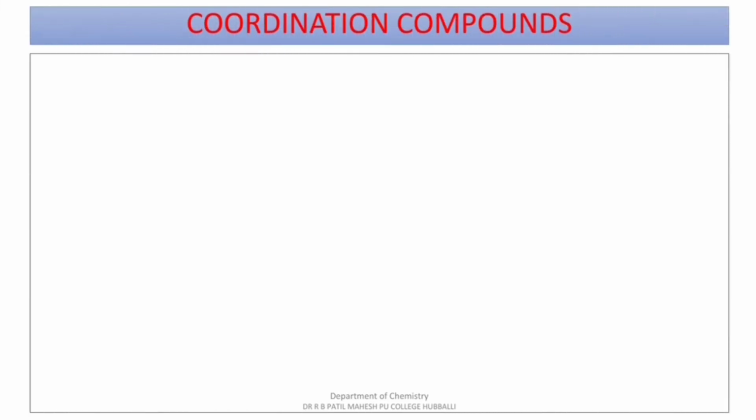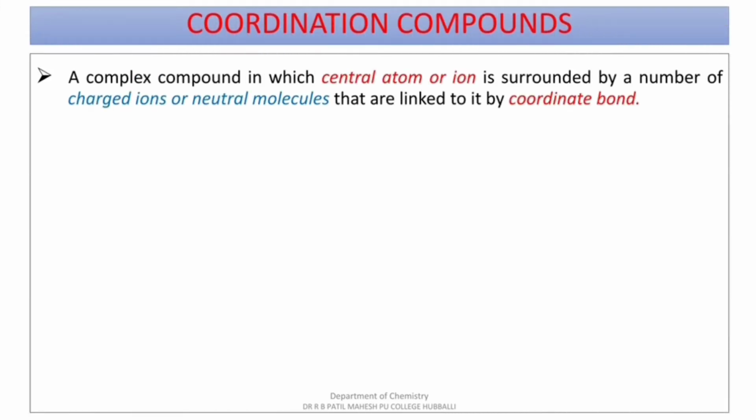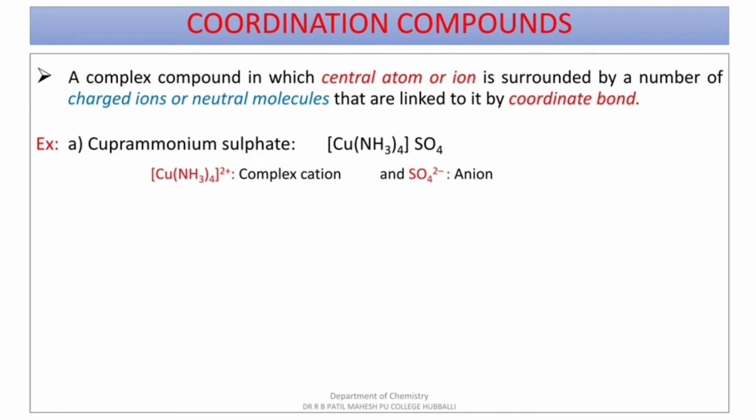Moving to coordination compounds. These are again molecular or addition compounds in which the central metal atom or ion is surrounded by a number of charged ions or neutral molecules that are linked to it by coordinate bonds. Example, cuprammonium sulfate [Cu(NH3)4]SO4. When this salt dissolves in excess of water, there is a formation of two ions. First ion is a complex cation [Cu(NH3)4]2+ and the other one is the simple anion SO4 2-.